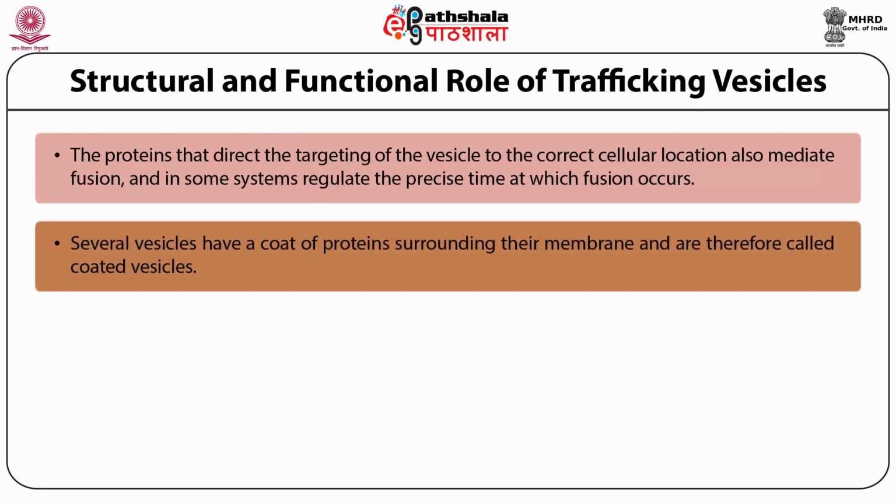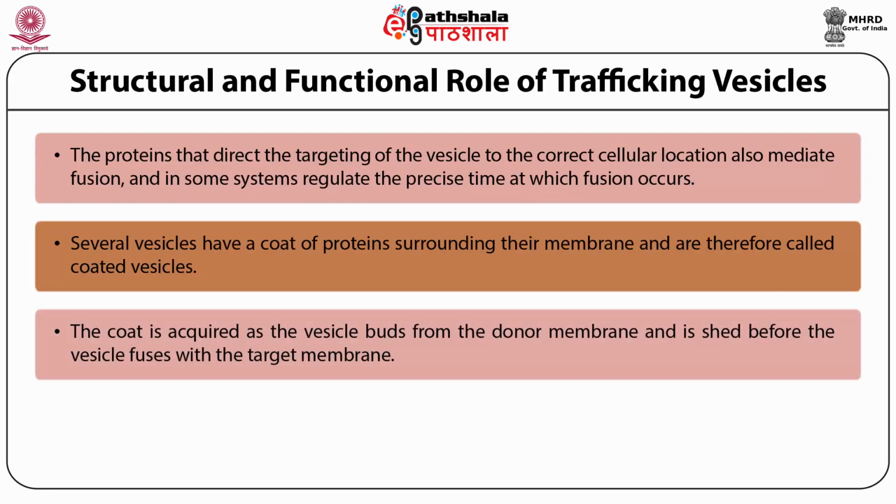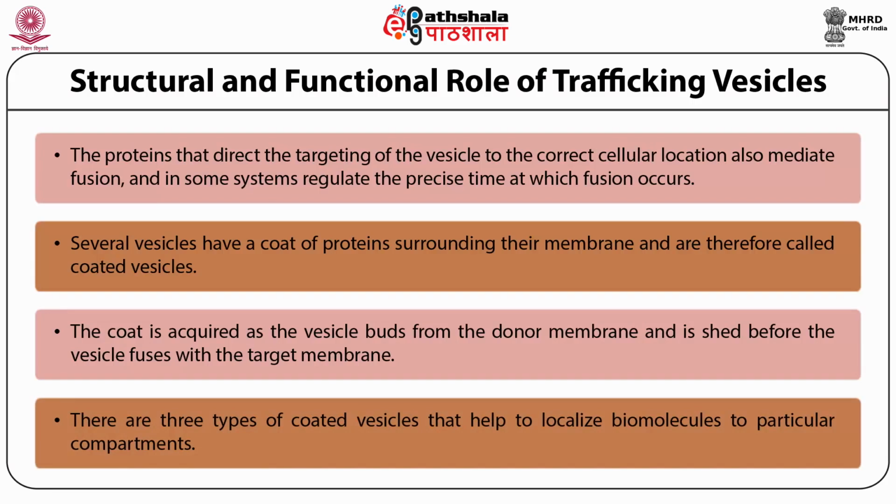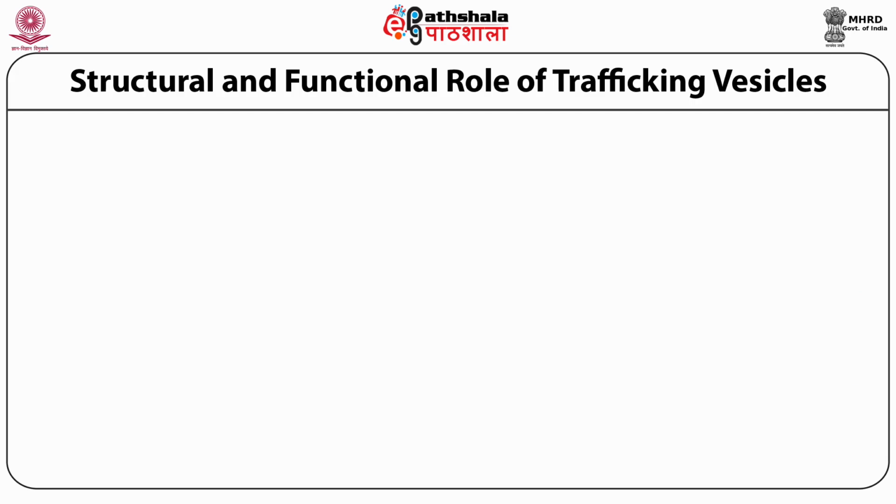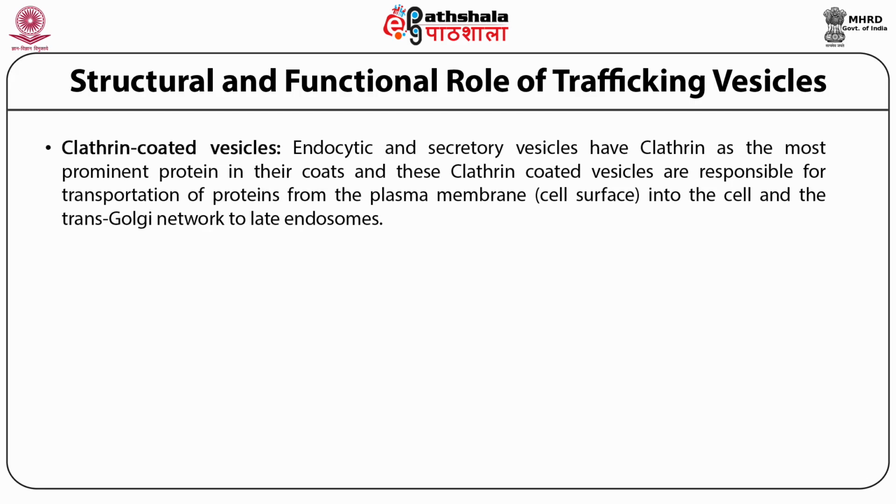Several vesicles have a coat of protein surrounding their membrane and are therefore called coated vesicles. The coat is acquired as the vesicle buds from the donor membrane and is shed before the vesicle fuses with the target membrane. There are three types of coated vesicles that help to localize biomolecules to particular compartments. Number 1, clathrin coated vesicles.